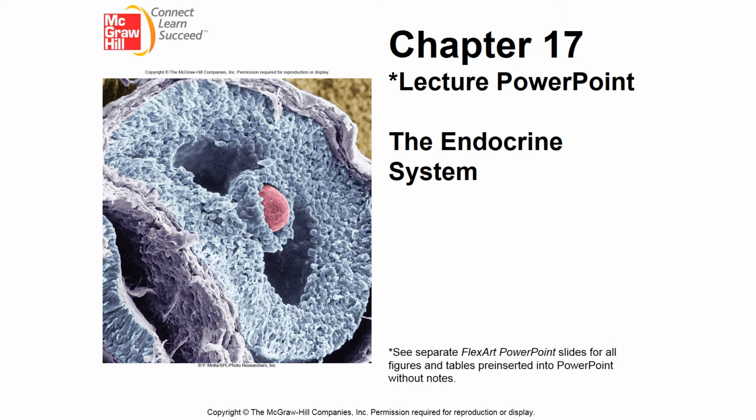All right, everybody, welcome to chapter 17. This is the last chapter for Anatomy and Physiology 1, and this is covering the endocrine system. So today we're going to really focus on the hypothalamus and the pituitary and the roles that they play in hormones, because that's what the endocrine system is dealing with: hormones that are put into the bloodstream.